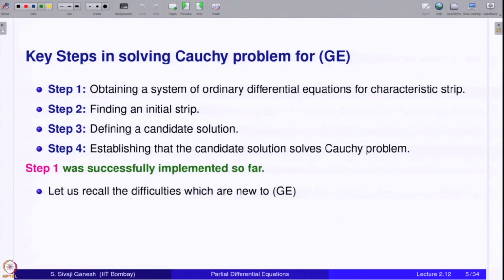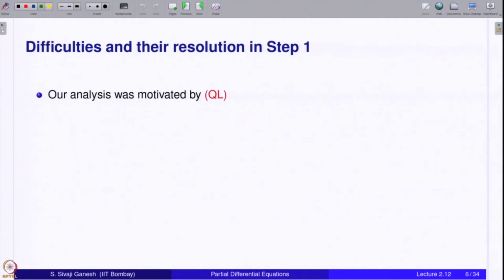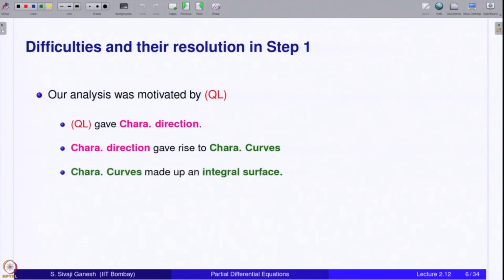Let us recall the difficulties which are new to GE when compared to QL, and the ideas that helped us to overcome them. Difficulties and their resolution in step 1. Our analysis was motivated by the quasi-linear equations. A quasi-linear equation gave us a characteristic direction. The characteristic direction gave rise to characteristic curves. Characteristic curves made up an integral surface.